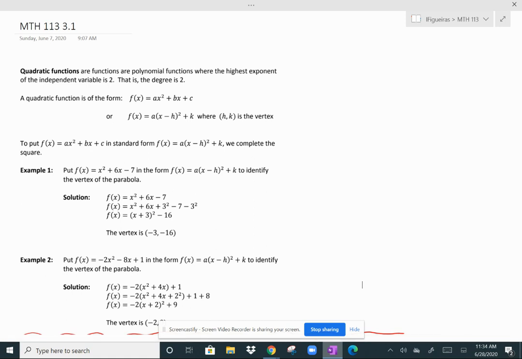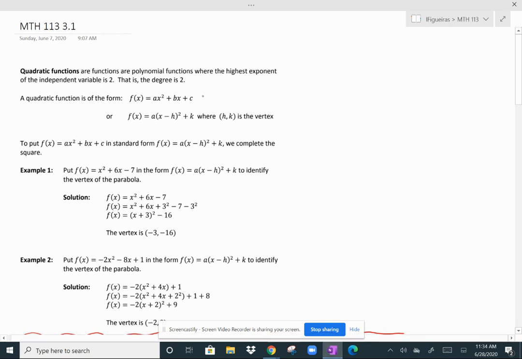Hi, this lesson is about the characteristics of quadratic functions and graphing them. Quadratic functions are functions that are considered to be a polynomial function, but where the highest exponent of the independent variable is 2. What that means is that quadratic functions have a degree of 2.